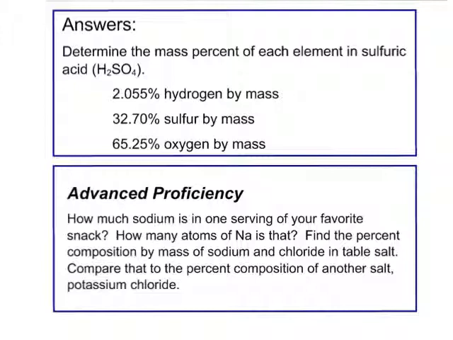If you'd like to do some advanced proficiency, try looking at how much sodium is in one of your favorite snacks. Look at the number of milligrams and then calculate how many atoms of sodium that is. Find the percent composition by mass of sodium chloride in table salt. Kind of goes along with that same idea. Compare that to the percent composition of another salt, potassium chloride. And if you can come up with other great ideas, I'd love to hear about them.